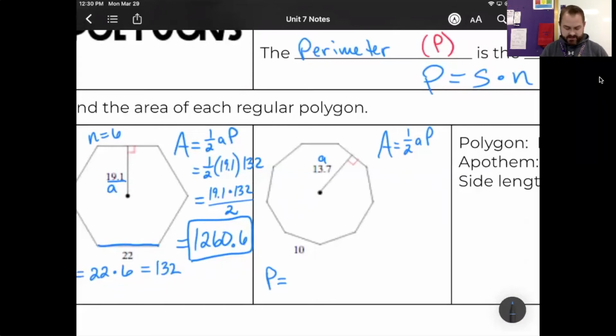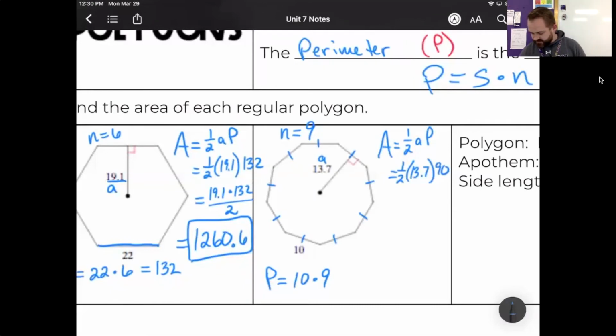If you're having trouble counting this, we want to start with one side and actually mark it 1, 2, 3, 4, 5, 6, 7, 8, 9. That way you make sure you don't double count one or stop one too short. So there's 9 sides. N equals 9. So we take that side length of 10 times the number of sides 9, so the perimeter would be 90. So my formula turns into 1/2 of 13.7 times 90. So I do 13.7 times 90, and I divide by 2, and I get 616.5 for the area.